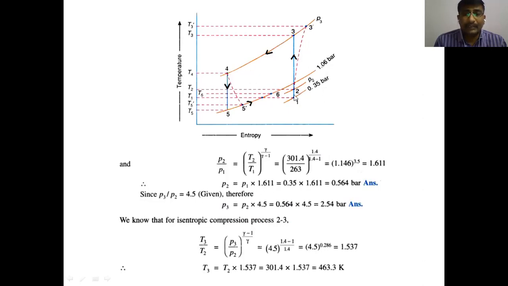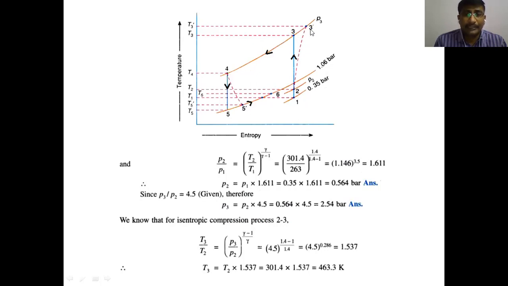P1 is the pressure before entering the aircraft, that is the ambient pressure, 0.35 bar. So 1.61 into 0.35, we get 0.564 bar. That is, after compression in the diffuser, the pressure is 0.564 bar. Pressure rises from 0.35 to 0.564 bar. Since P3 by P2 is given in the problem as 4.5, that is the pressure ratio across the compressor, this is the compression process in the main compressor.